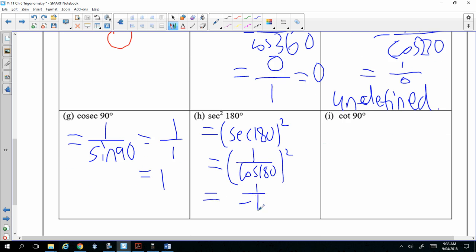Okay, next one. How about cot 90? How do you do cot? What do you do? Cos over sine, yes. Cos 90 over sine 90. Cos 90 is 0, sine 90 is 1, so it's 0. Now, what if you use another formula? What if I do 1 over tan? Would that work?